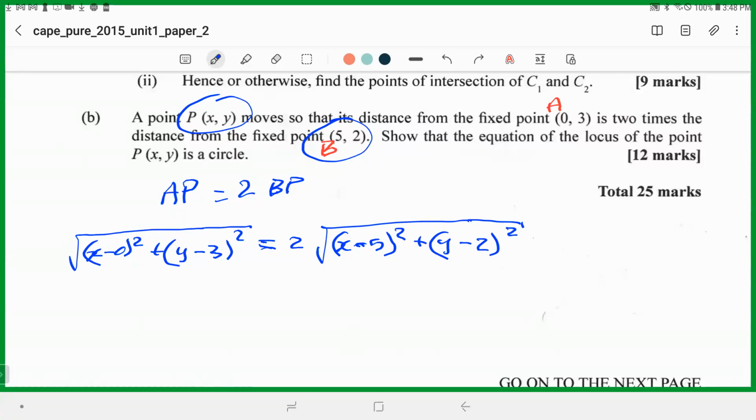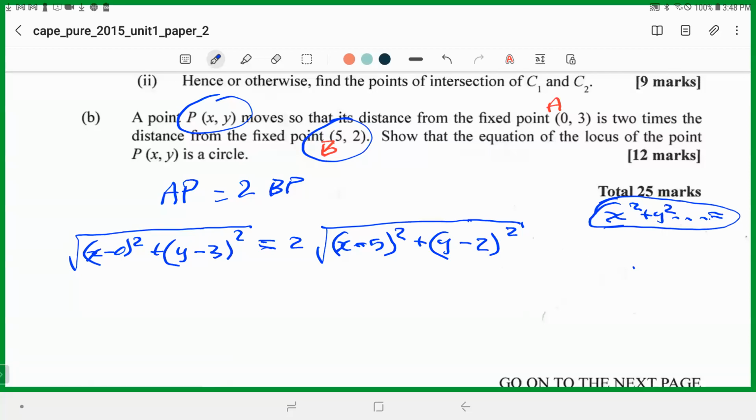I remember this paper. They say show that the equation of a locus is a circle. To show it's a circle, you're going to get an equation with x squared plus y squared in it, equals something. Once you get an equation like this, with x squared plus y squared, it's a circle. So all you need to do is get an equation in the general form: x squared plus y squared equals anything becomes a circle. So that's what we need to do.